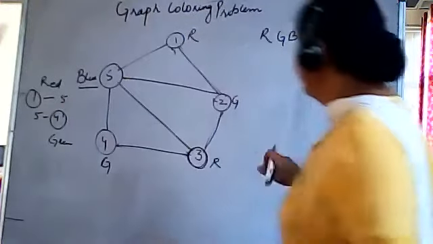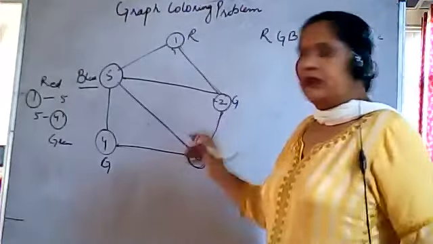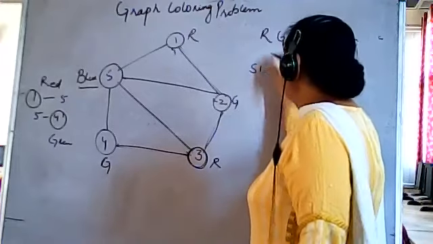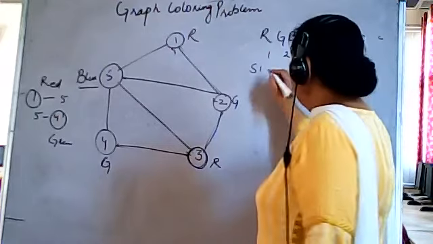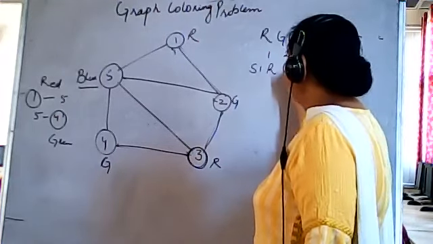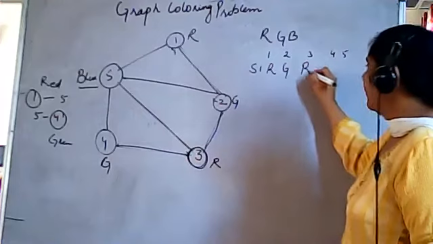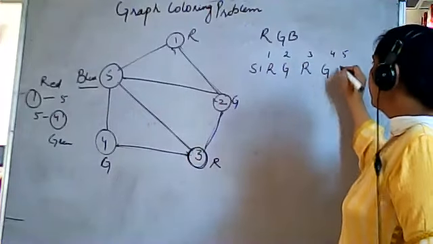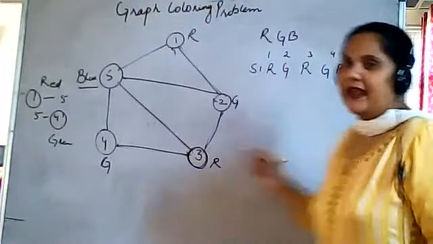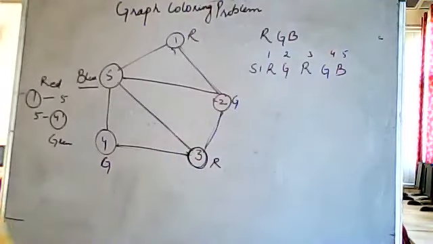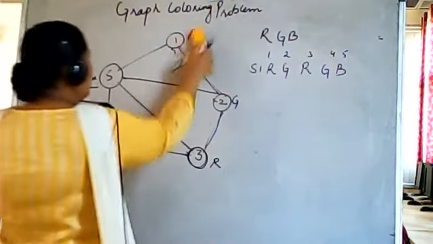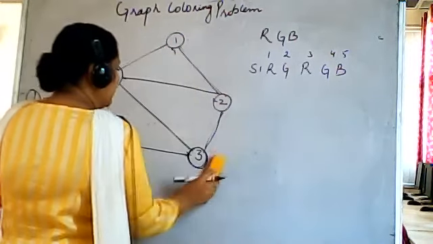Fine. So this is one solution. This is node number 1, 2, 3, 4 and 5. The first node will have red color, the second node will have green color, the third node will have red color, the fourth node will have green color, and the fifth node will have blue color. Can we try some other solution? Because in backtracking we need all the possible solutions. So let's do it with different combinations.